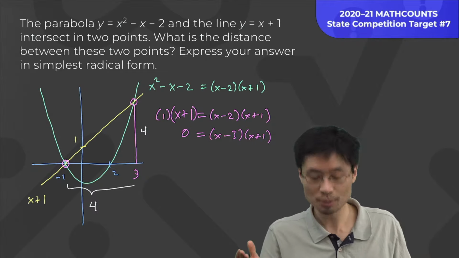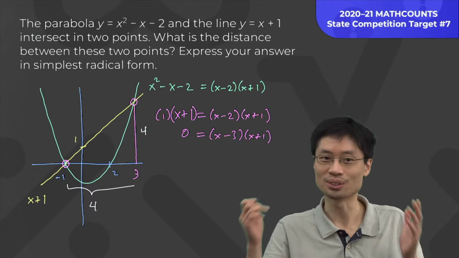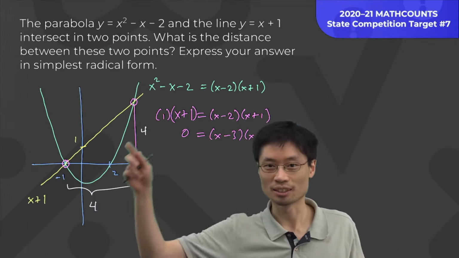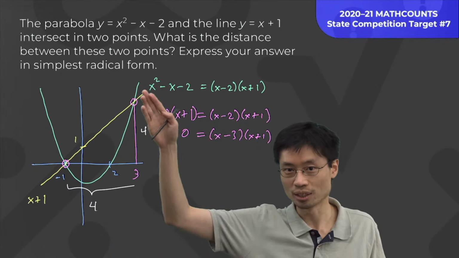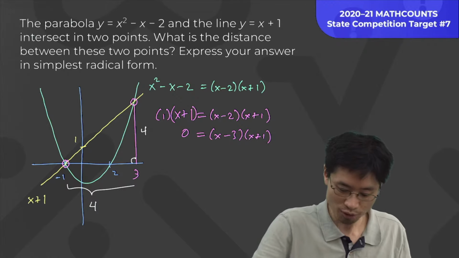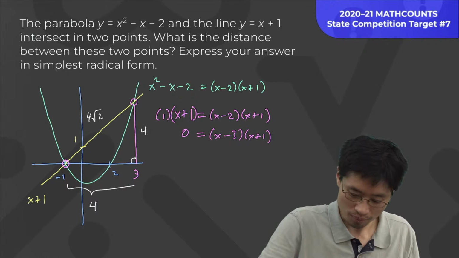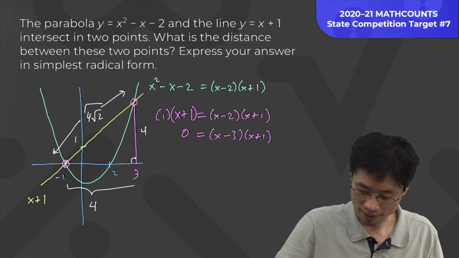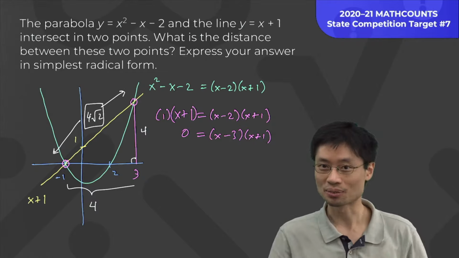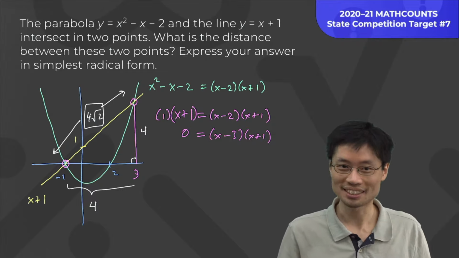And therefore, the distance between the 2 points must be 4 root 2, right? Because it's 3 and then y equals x plus 1. So it goes up to 4. So I have a 4, 4, 4 root 2 distance between the 2 points. And I'll put that as my answer. Simplest radical form. I hope this works and no calculator.